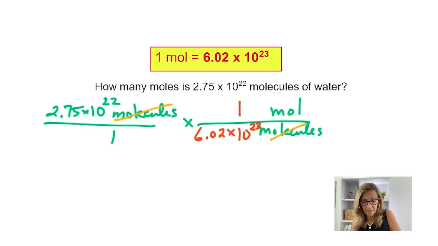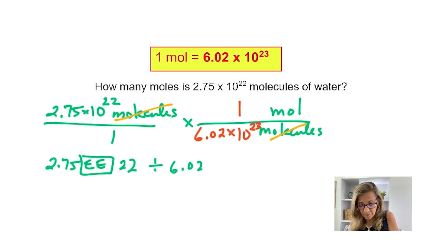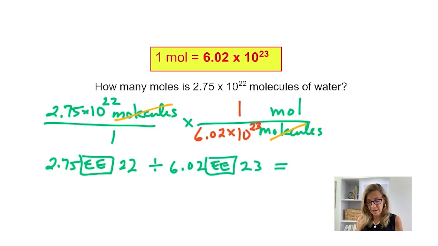And so in the calculator, you would do 2.75, then your EE function, and then the 22nd, and then you would divide by 6.02 EE 23, and you would get, what kind of number would you expect here? More than a mole or less than a mole? You can tell that it's going to be less than a mole. It's going to be a fraction of a mole. I want to hold on to 3 sig figs, which is what I started with, 0.0457 moles.